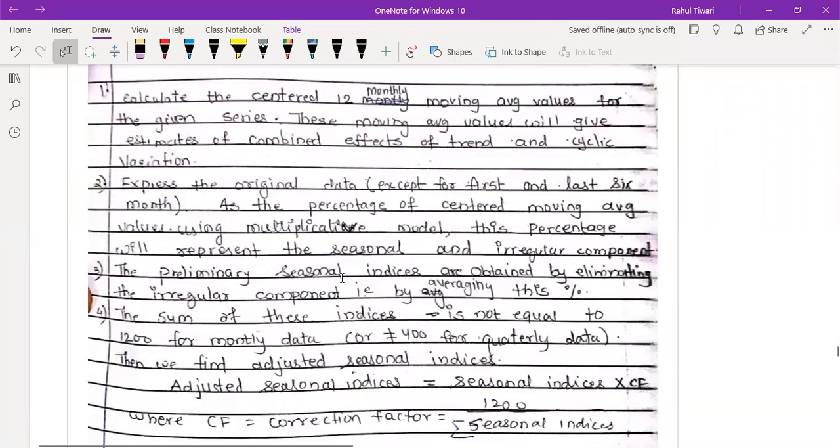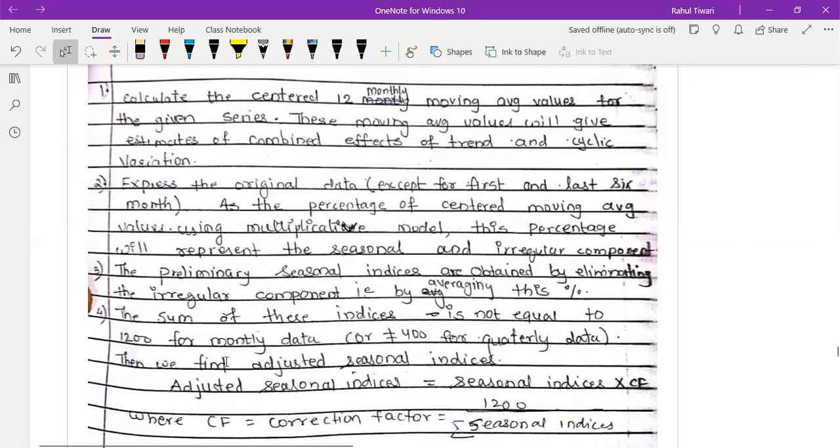And preliminary seasonal indices are obtained eliminating irregular. So we are just ignoring the irregular components by averaging these percentages. Why are we doing this percentage here? Because we try to ignore the irregular components, since irregular will not be in our control. Some of these indices will not equal 1200 for monthly data, or 400 for quarterly data.